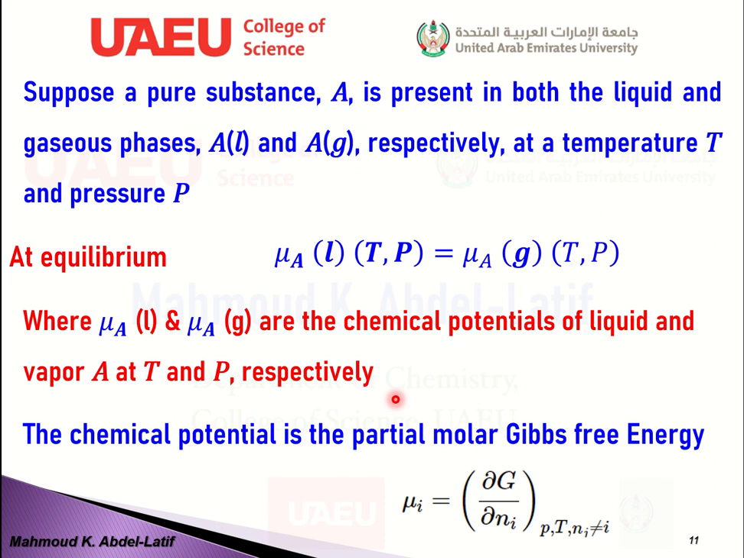Again, suppose you have a pure liquid, which we have already discussed before. Pure substance A is present in both liquid and gaseous states, which are in equilibrium. So the chemical potential of the liquid at constant temperature and pressure will equal the chemical potential in the gaseous state at constant temperature and pressure, where mu A of liquid and mu A of gaseous are the chemical potentials of the liquid and vapor respectively. And we have already known that the chemical potential is the molar Gibbs free energy.